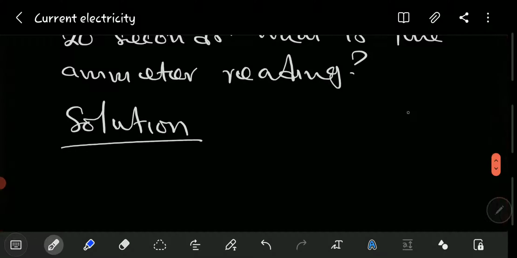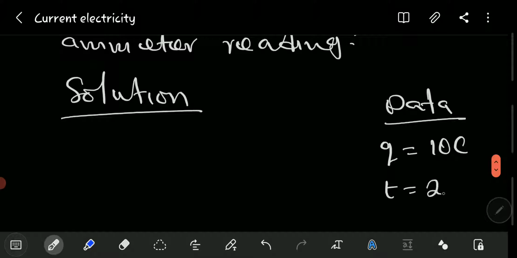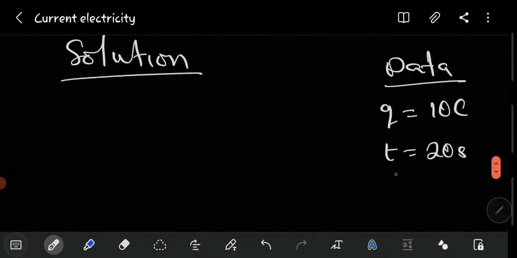The data that we have is, we've been given electric charge, which is 10 coulombs. We've been given time, which is 20 seconds. But the question requires us to find electric current. So electric current, we don't know. But we have an equation that has these three quantities. So we have an equation that has got I, which is current, time, and charge.